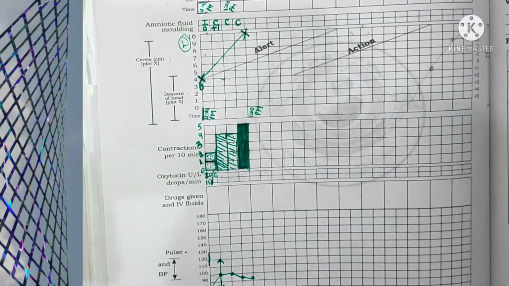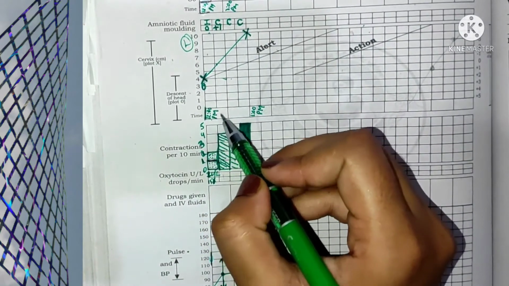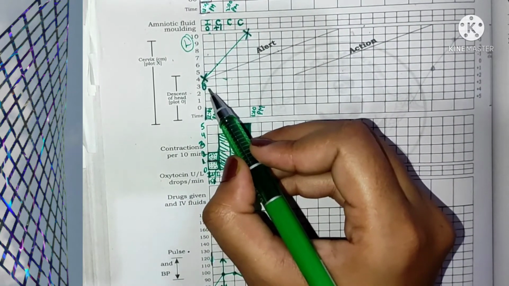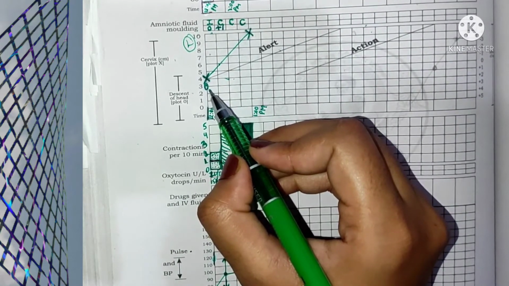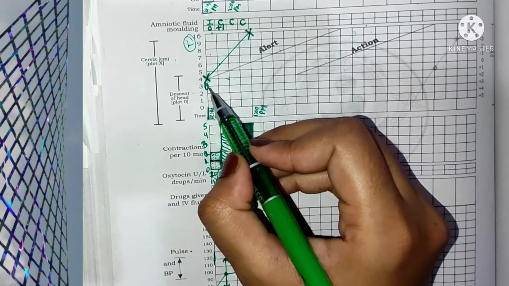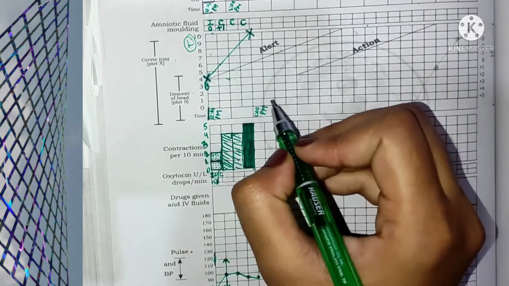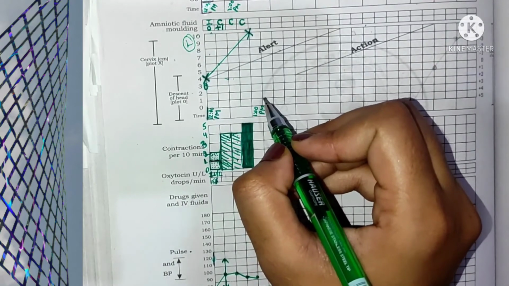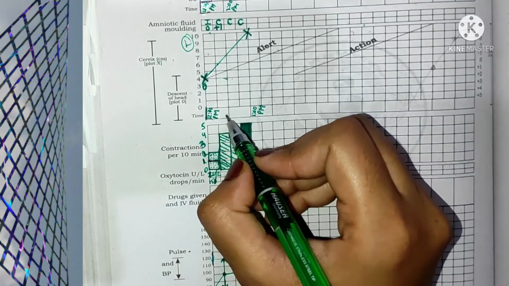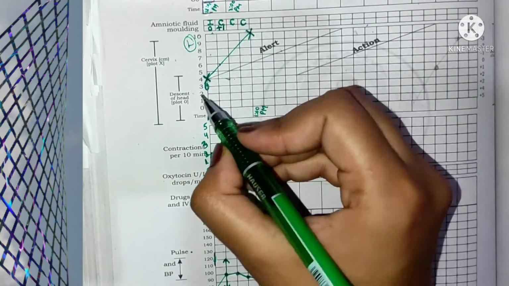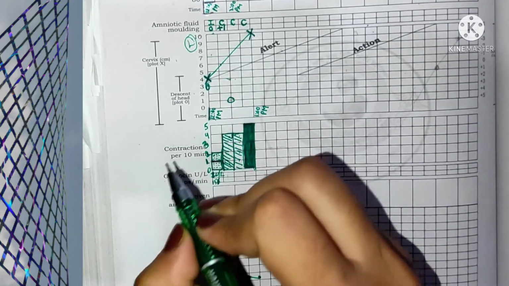So one thing I skipped over here, that is descent of head. Say at 12 p.m. you did the abdominal examination and you assessed that 3/5 of the head is palpable above the symphysis pubis, so you are going to place it here like this. After that, you again did the abdominal examination after 1 hour. Okay, this one whole big box is equal to 1 hour, and you assess that 1/5 of the head is palpable above the symphysis pubis on abdominal examination.